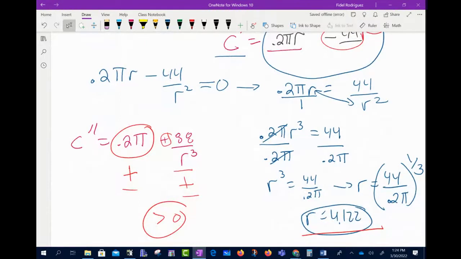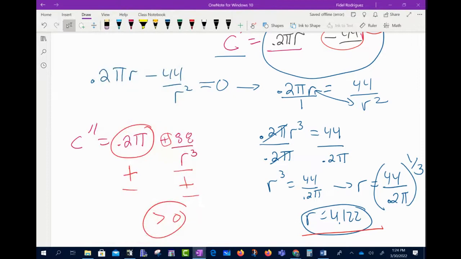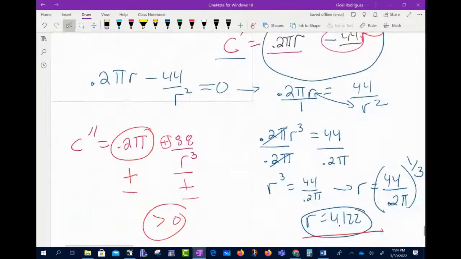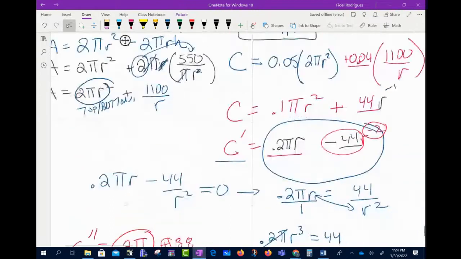4.122? Probably. Do it like this, John. John, look up there on my calculator. Enter it in that way. Better? Oh, okay. Okay, there you go.